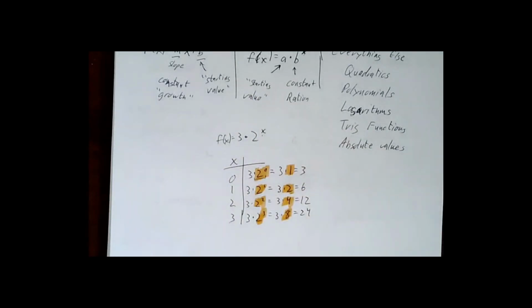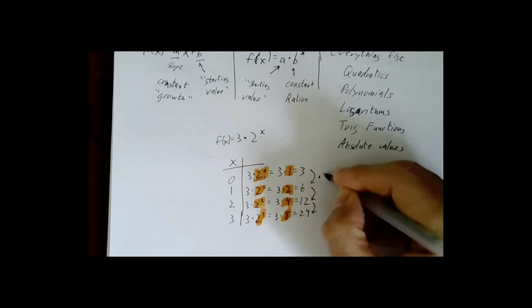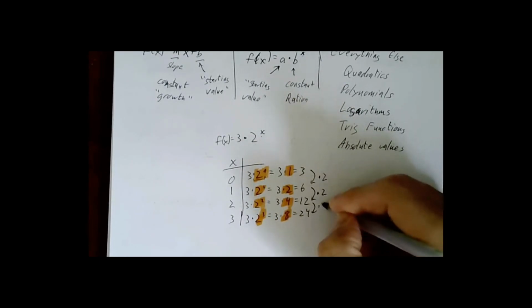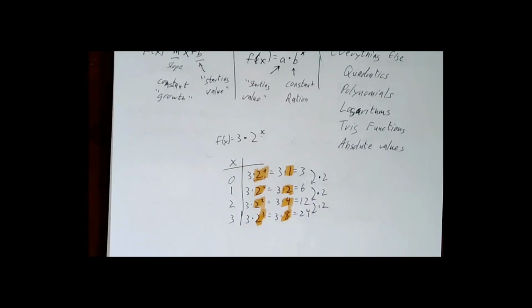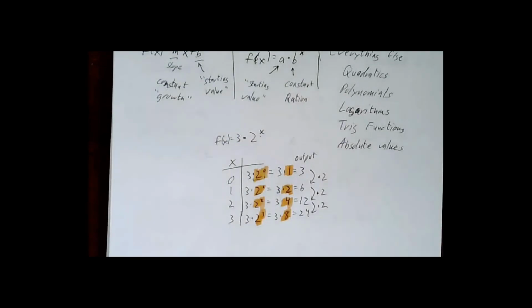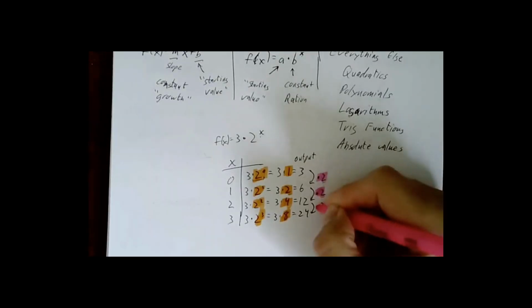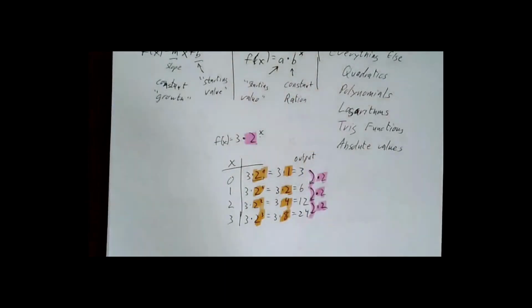What you'll notice is that as we go down, we are doubling. We are multiplying by 2. We are not increasing by the same amount, but we are multiplying by 2. So the output value is increasing by a multiple of 2 each time. 3 times 2 is 6, 6 times 2 is 12, 12 times 2 is 24. That is how we determine whether or not something is exponential.